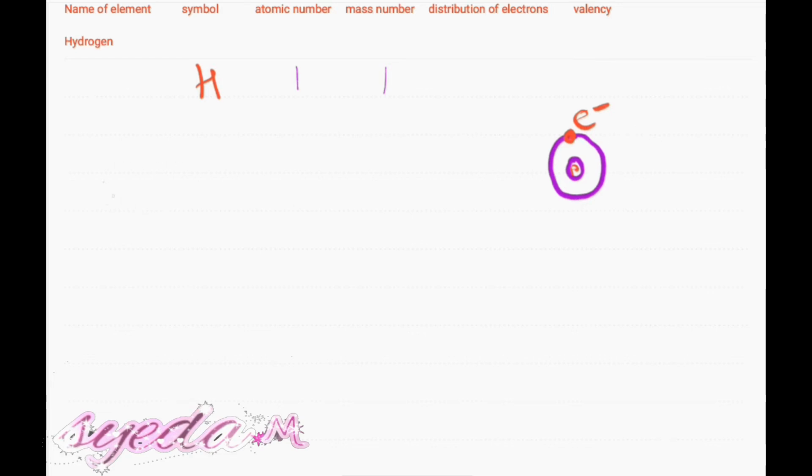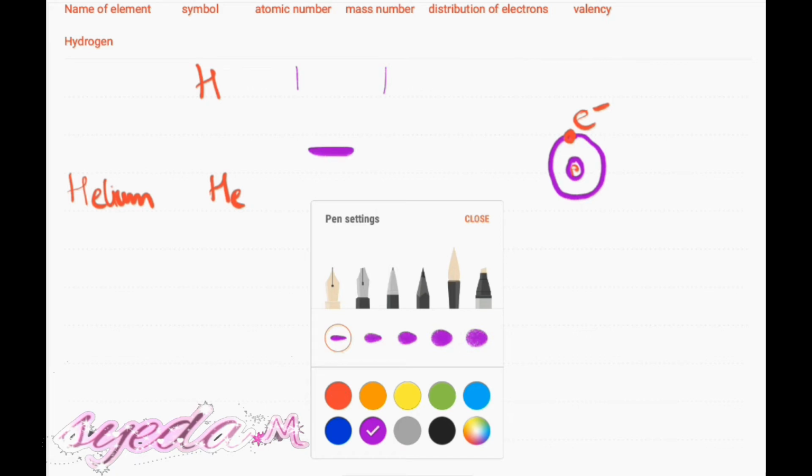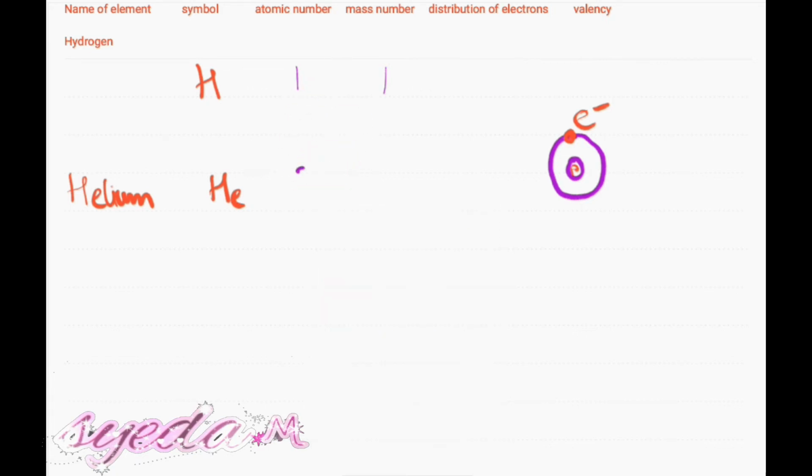Similarly, if you take the next, helium. What is the symbol for helium? He. What will be the atomic number? Since it is the second element, it has 2 protons, and the mass number is 4. So I told you to learn the atomic number, mass number, symbol and name of the elements. If you learn them, it will be very easy.